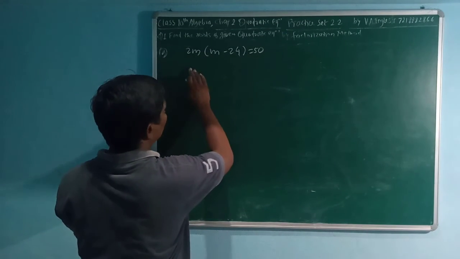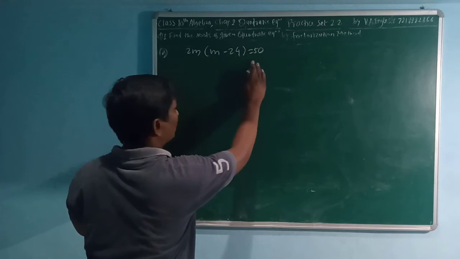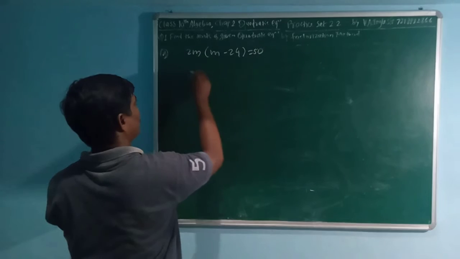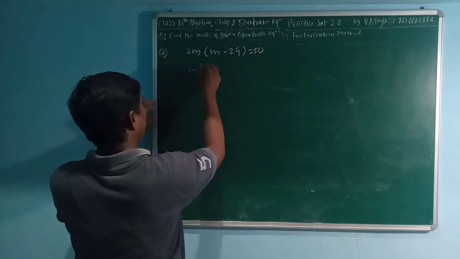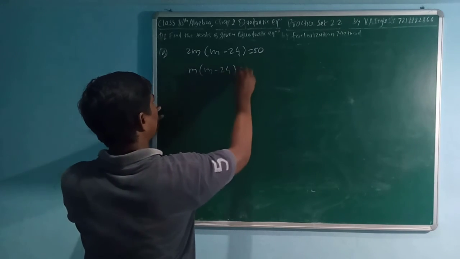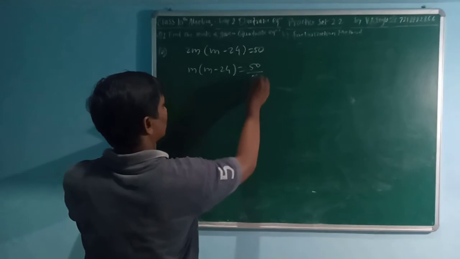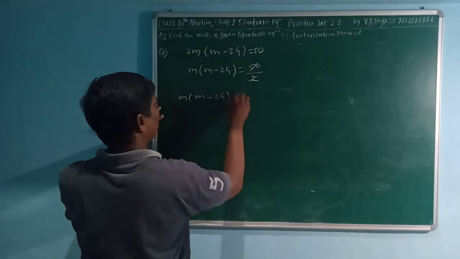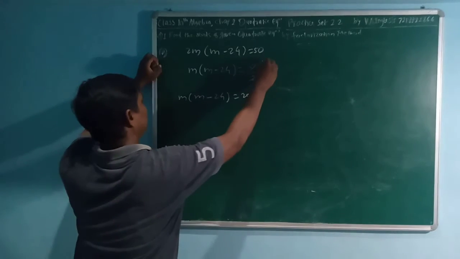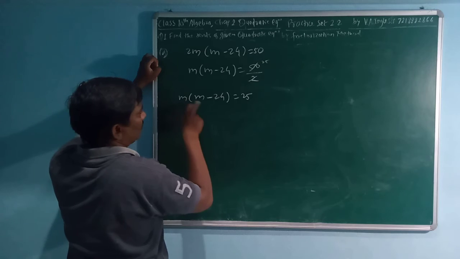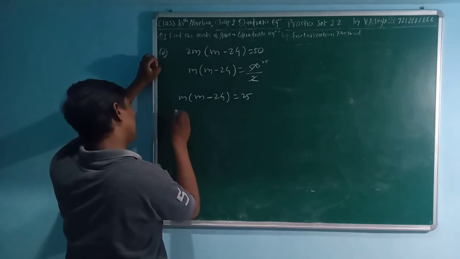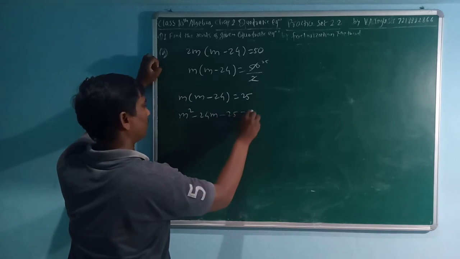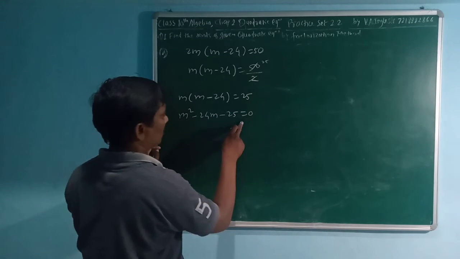So what we will have to do, first we have to convert this into the general form of quadratic equation. For that I am transferring this 2 to the denominator of the 50, so that it will become m in bracket m minus 24 equals to 50 by 2. So this will become 25. So m in m minus 24 equals to 25. Now if you multiply this and take 25 to the left hand side, it will become m square minus 24m minus 25 equals to 0, and this is the general form, simple form.